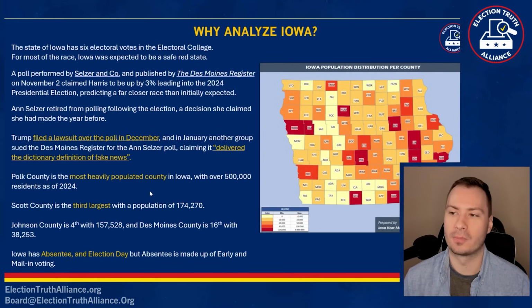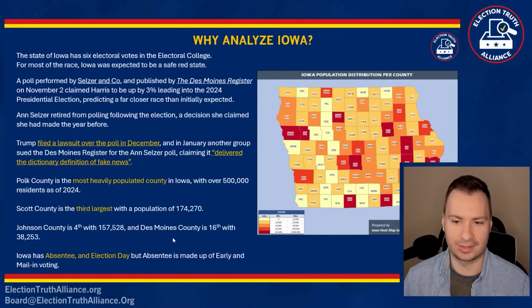So now we're going to look at 4 counties. This heat map here on the right, or density map, is showing the larger populations. We're going to look at Polk County, which is right here in the middle, the most heavily populated county in Iowa with over 500,000 residents. Then Scott County, which I believe is on the side. They are the 3rd largest. Then Johnson County, which is right here as well, the 4th largest. And then, just to throw it in, because we found the Ann Selzer situation interesting, we're going to look at Des Moines County. I believe they are the 16th largest county.